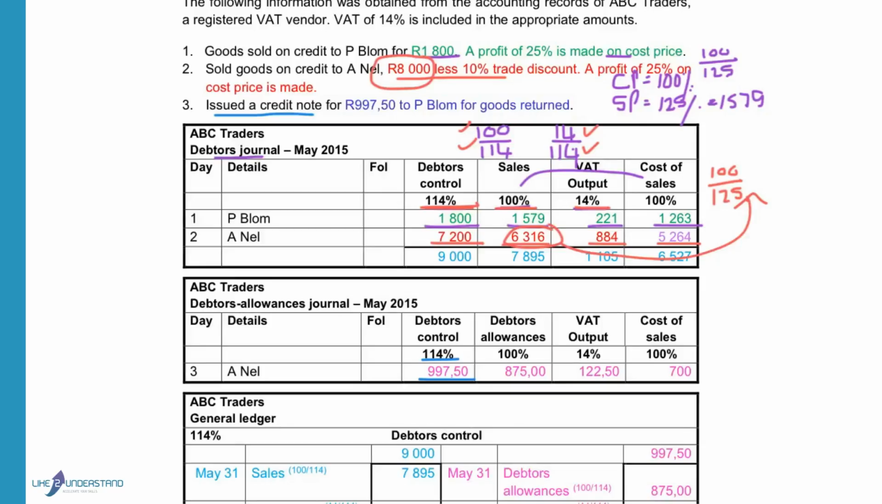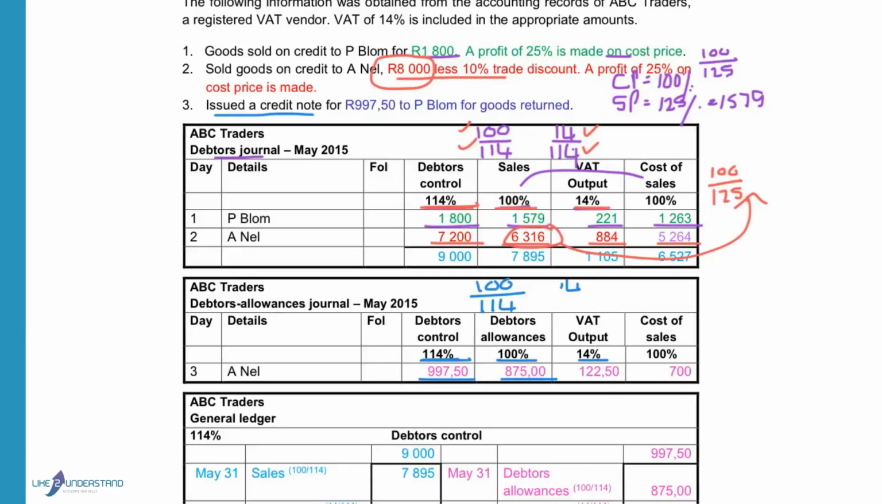include the VAT. If we want to calculate the debtor's allowances figure, we want to work out what is 100, divided by the one that we know, 114, times 997.50, and that will give me 875.